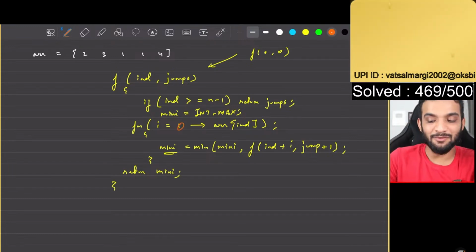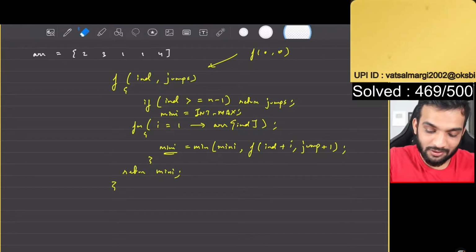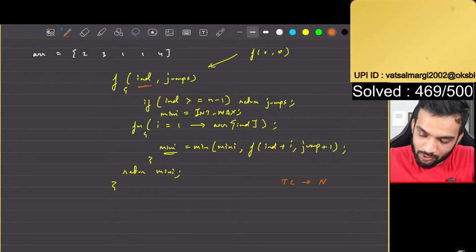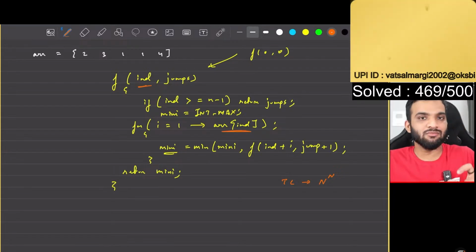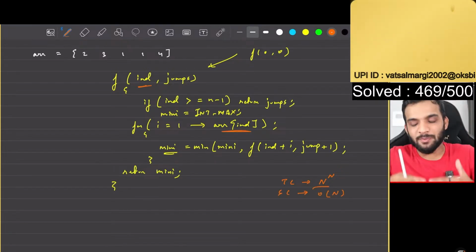Just make sure you don't start with 0. Then it will go to the same index, and there's no point in jumping to the same index. So this will be the recursive code. If I have to write down the time complexity, this will be exponential in nature. You are going for n indexes, so n to the power n, assuming all the jumps go till n or something near that. So it can go exponential in nature. As for the space complexity, I'll be using auxiliary stack space of O of n.